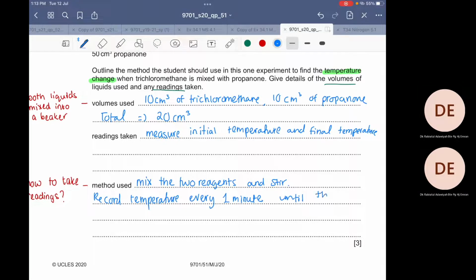until the maximum temperature reached. Okay, how do you know it's the maximum temperature? When it starts to fall down, when it starts to decrease again, okay?